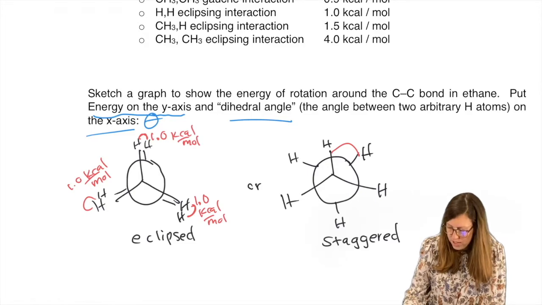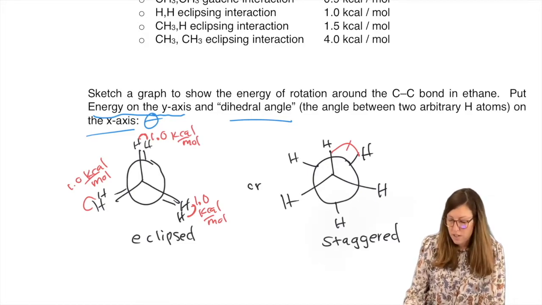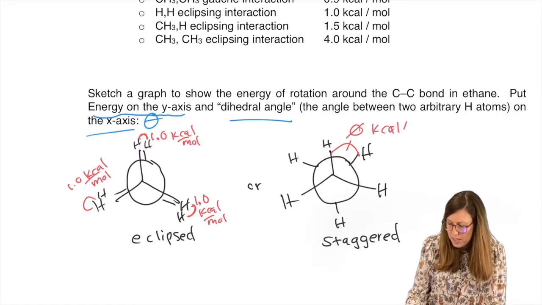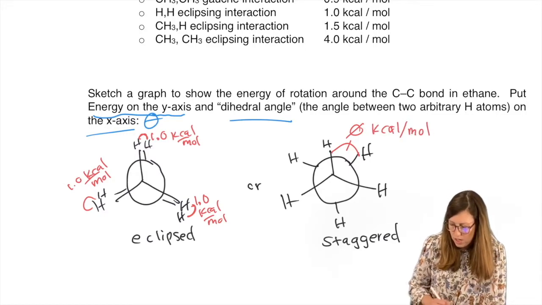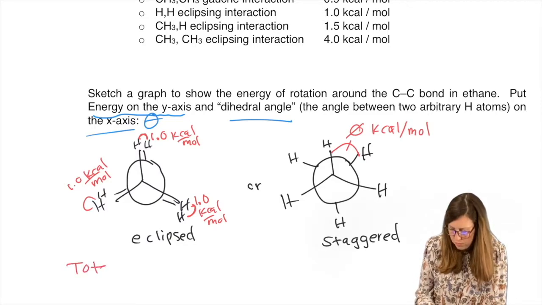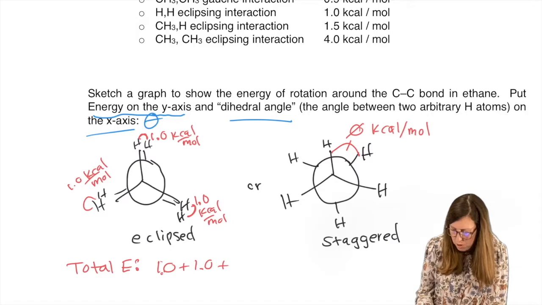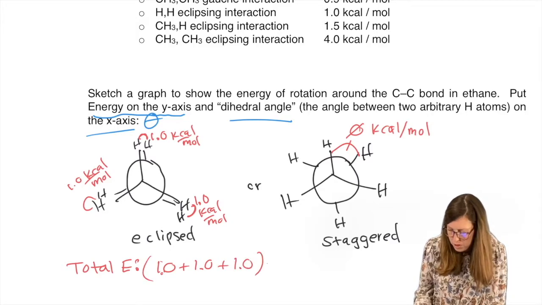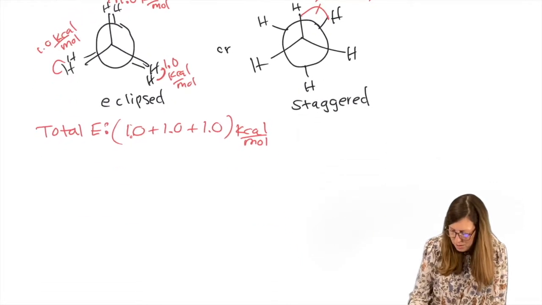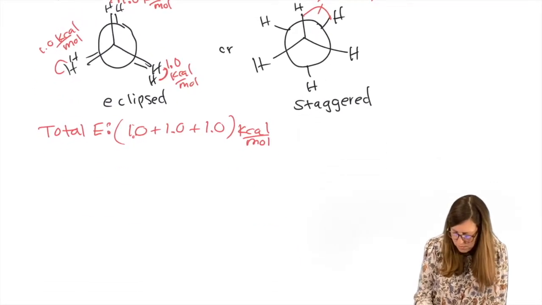HH adjacent doesn't count as a true Gaussian interaction because it's worth 0. And that's all we have around the entire molecule. So the total energy is 1.0 plus 1.0 plus 1.0. We tally them all up, and I'll put my units on the outside of the parentheses so I don't have to do a lot of writing at a time. So this equals 3 kilocalories per mole.